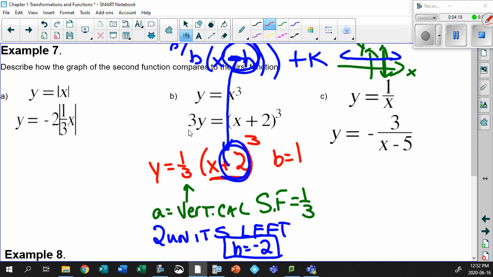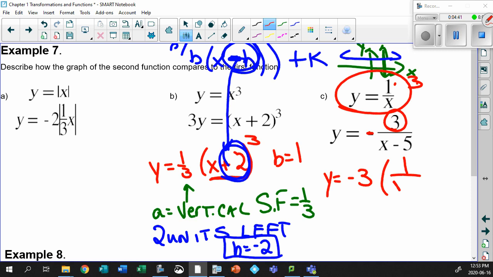Okay, one more. Here we go. Last one. Look at this guy. Okay, so what I'm going to do is I want to clean this up a little bit first. There's a couple things that we have to notice here. You got a negative up front and we've got a 3 here. So that means that was multiplied by 3. So watch how I'm going to do this. I'm going to take that -3 and I'm just going to put it out front because now this looks more like the original, doesn't it? So guess what? There's your a value.